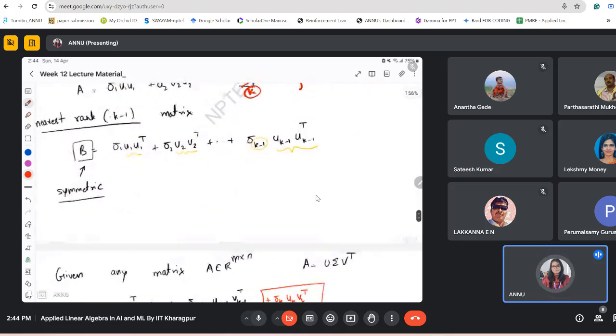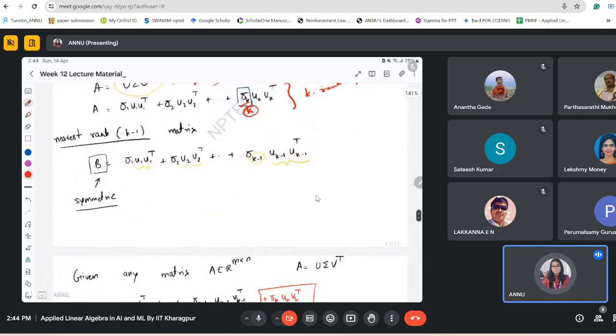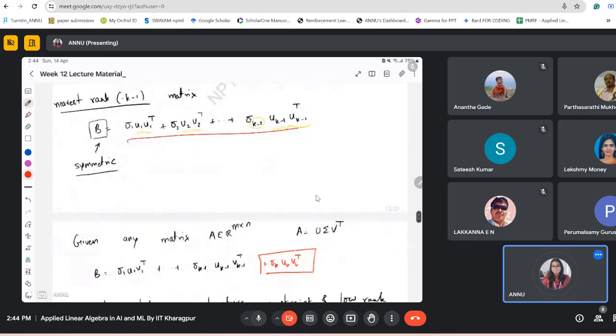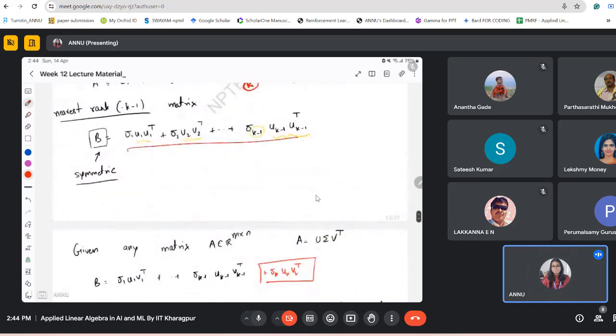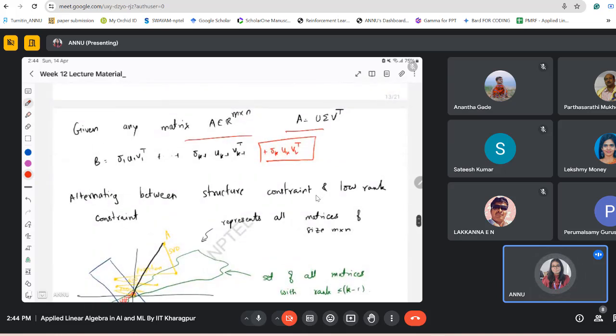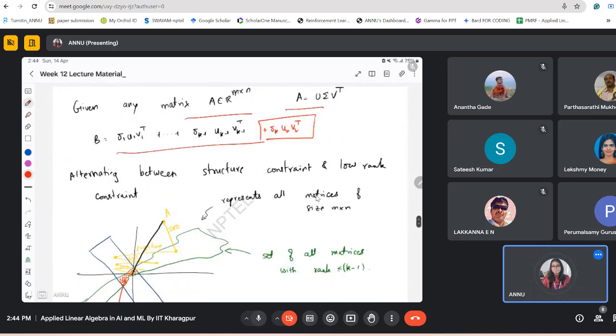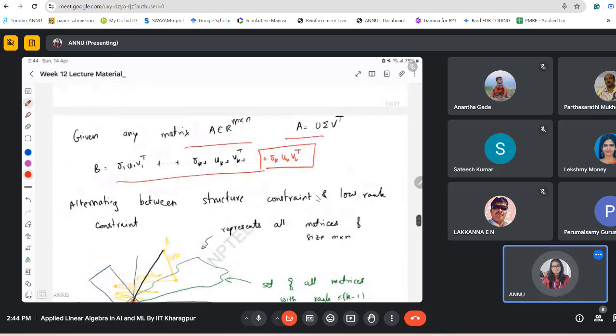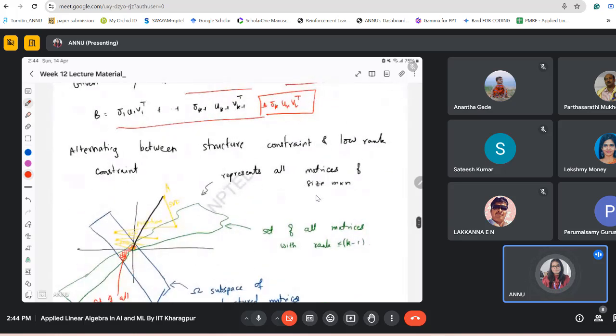Okay, because X belongs to the structured set, and the rank of X should be less than or equal to K minus 1. This is a low rank approximation. It should be less than or equal to K minus 1 because the rank of A is K only, and the Frobenius norm should give the nearest structured low rank approximation of A. So this is actually the constraint here.